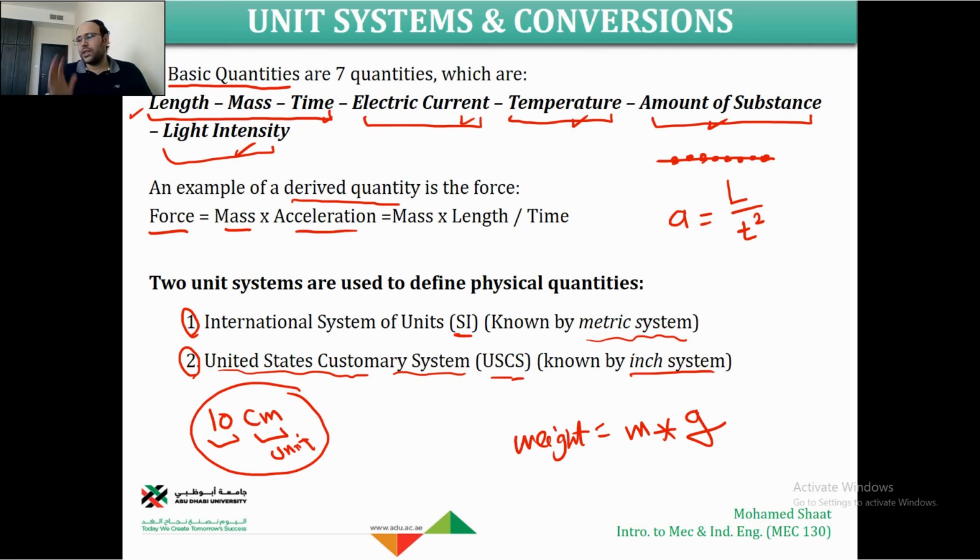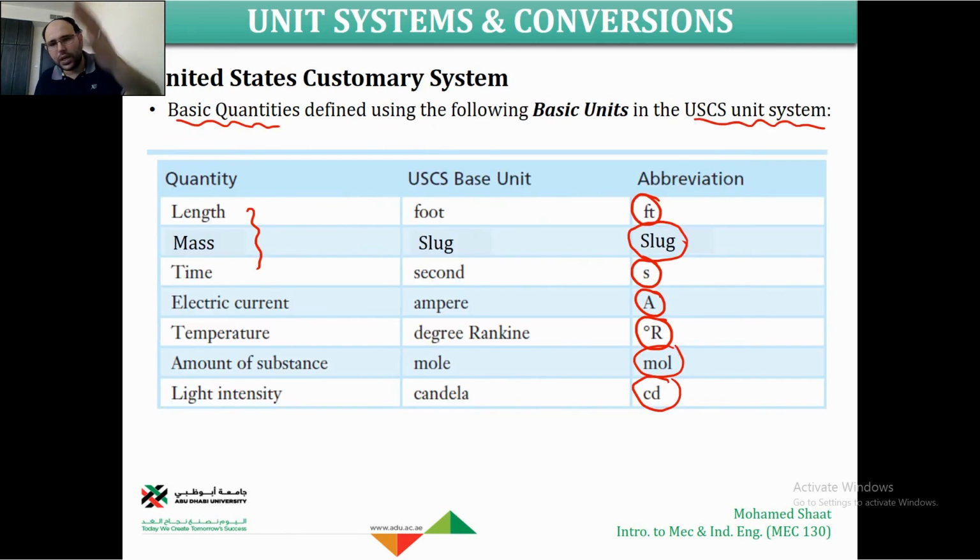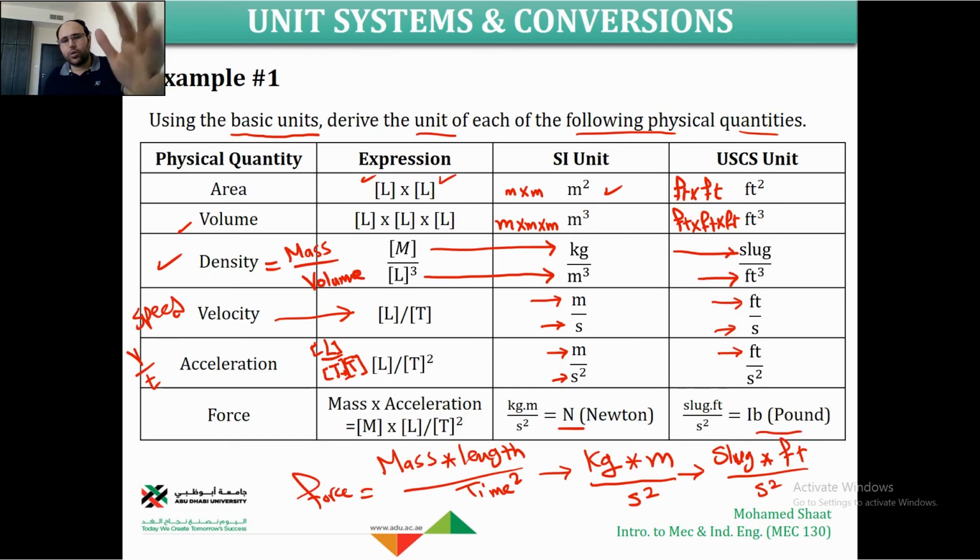Basic quantities are 7 only, and we said that we are going to focus on these 3, which are length, mass, and time. Any other quantities can be formed from these 7 quantities, and we have 2 systems, the international system and the American system. I showed you this table, which shows the basic units for these basic quantities in the international system and this one in the American system.